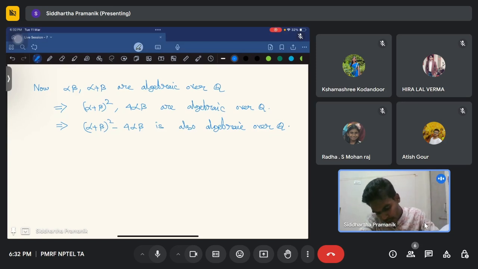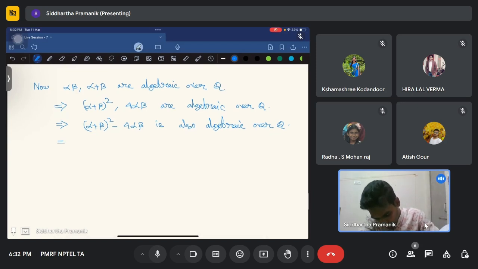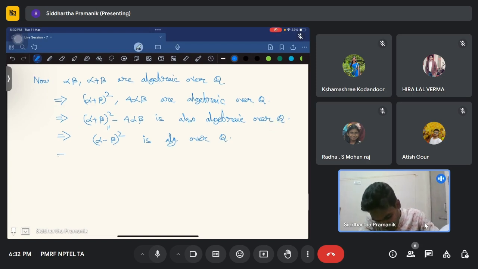Now what is this element? This is basically alpha minus beta whole square, which is algebraic over Q. So from this we can say that alpha minus beta is algebraic over Q.